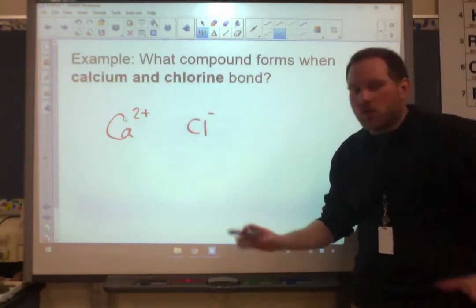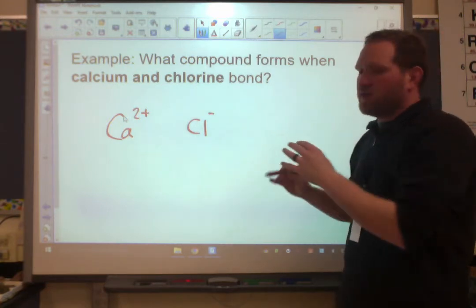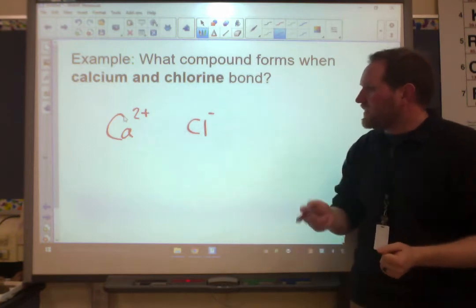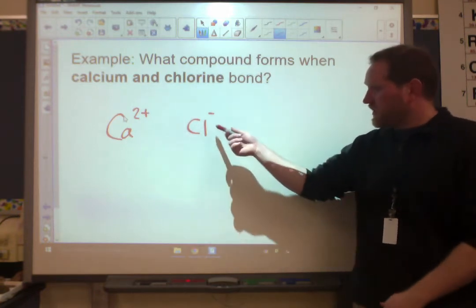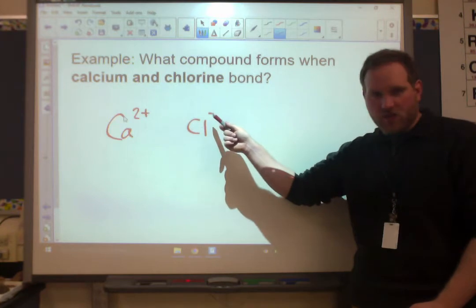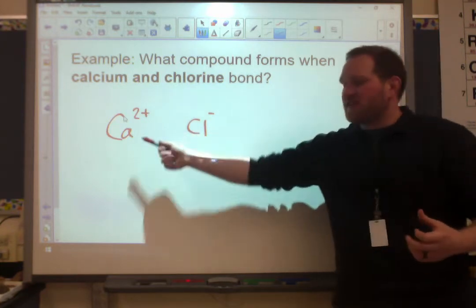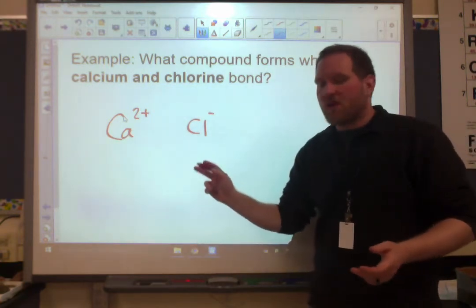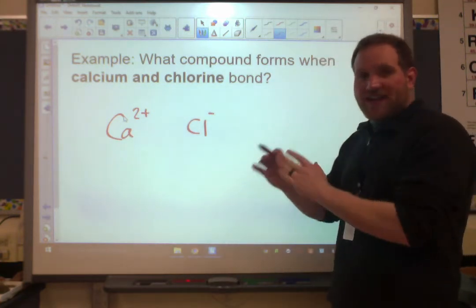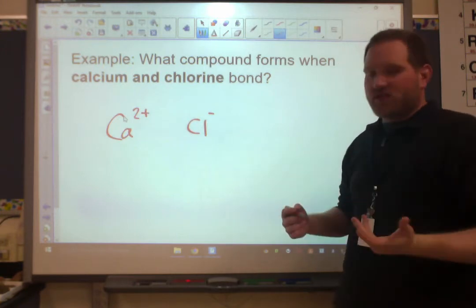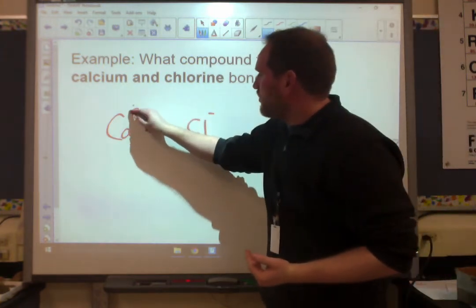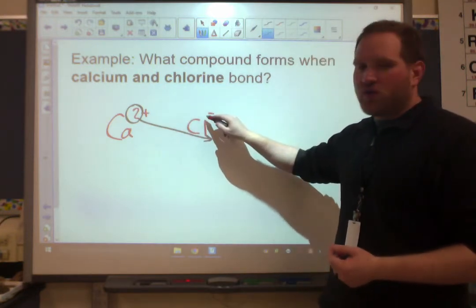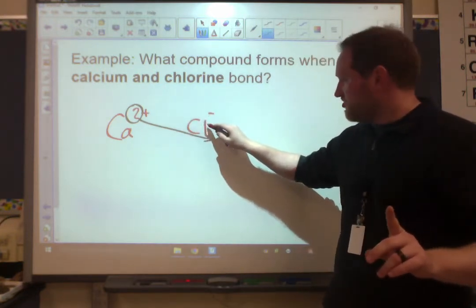Okay? Now, when we write a compound, the whole point of a compound is to cancel out the charges. So how do I cancel out a 2+ and a 1-? Well, you're going to need 2 of these chlorines to cancel out the 1 calcium. So your formula is going to end up being 1 calcium and 2 chlorines. Now the way we can do this 90% of the time is using this crisscross method, where you take the number here and put it after this element, and the number here, now what's the number? It's not shown, but it's a 1.